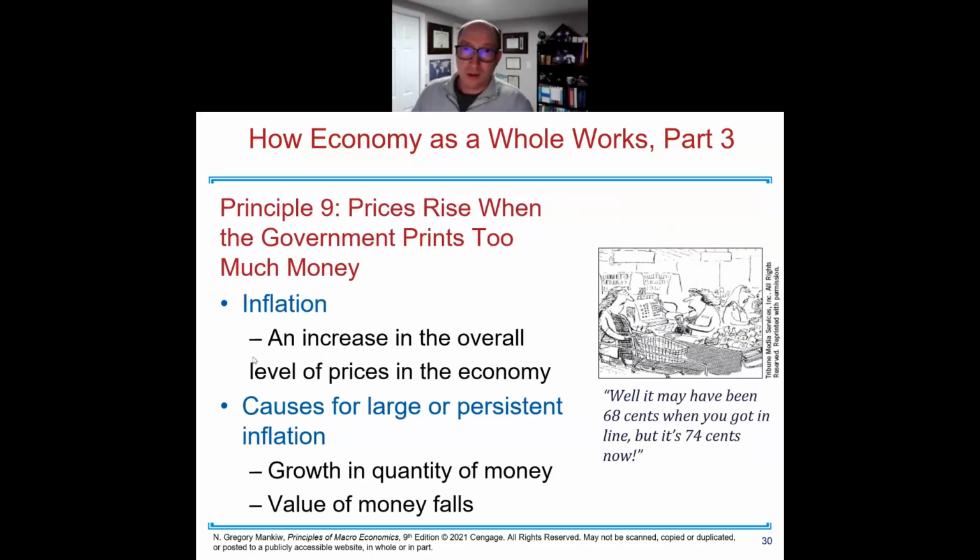Principle 9 has to do with when prices rise, because the government prints too much money. That's what caused inflation starting in 2020-ish through 2022. And now we're paying for it over the past 2 years. So when the government prints too much money, it causes inflation. That's what happens. The more money there is, the less the value is per dollar.